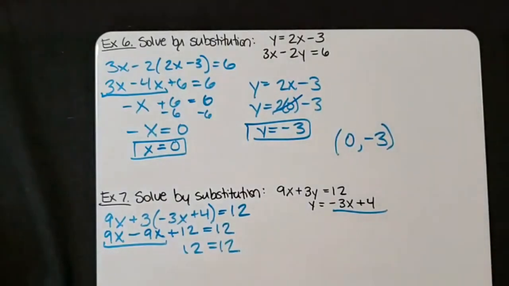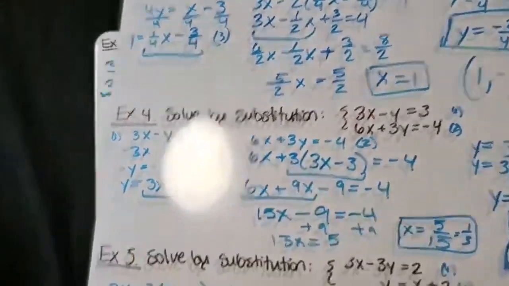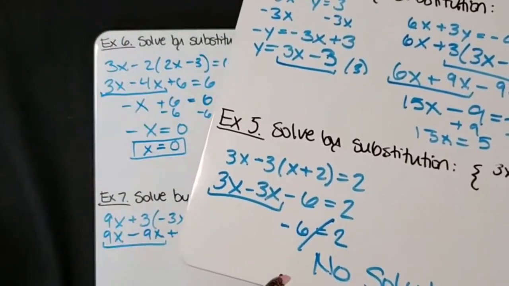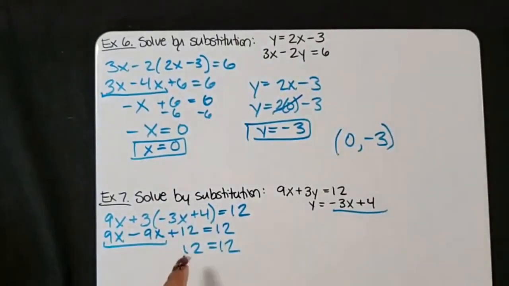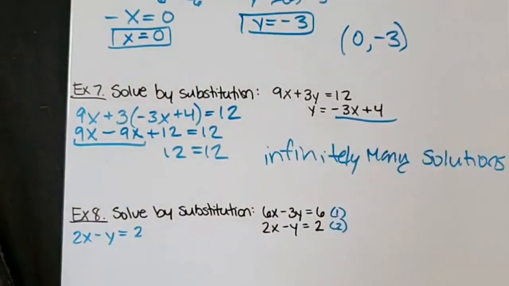So 12 equals 12, is that a true statement? We have seen where we get an exact answer and we have a solution. We have seen where we get two things that don't equal and it's no solution. So what does it mean if we get two things that do equal? Ding, ding, ding, that's it. When you guys are writing it, it's infinite.